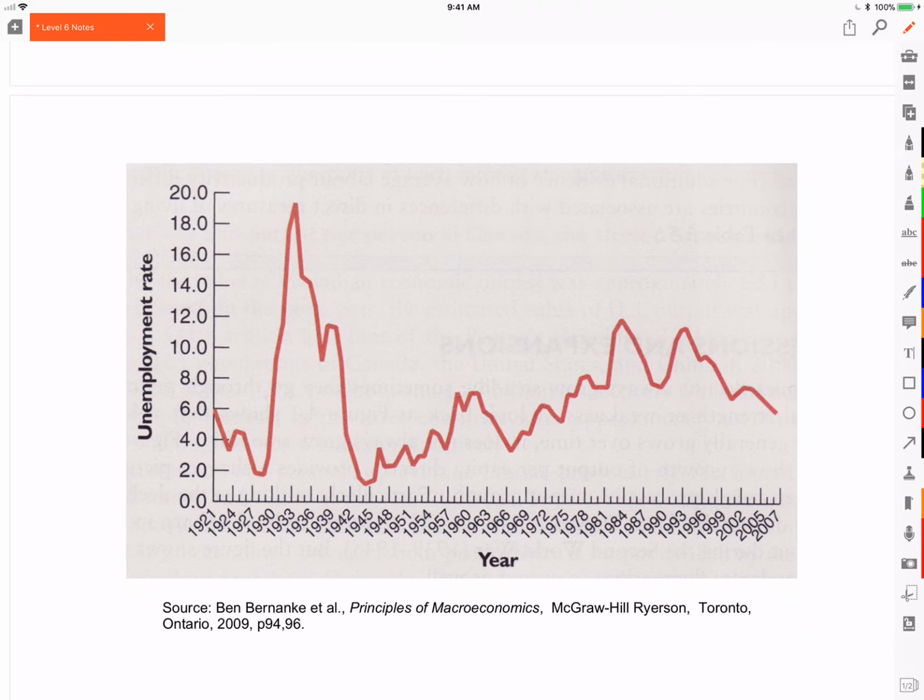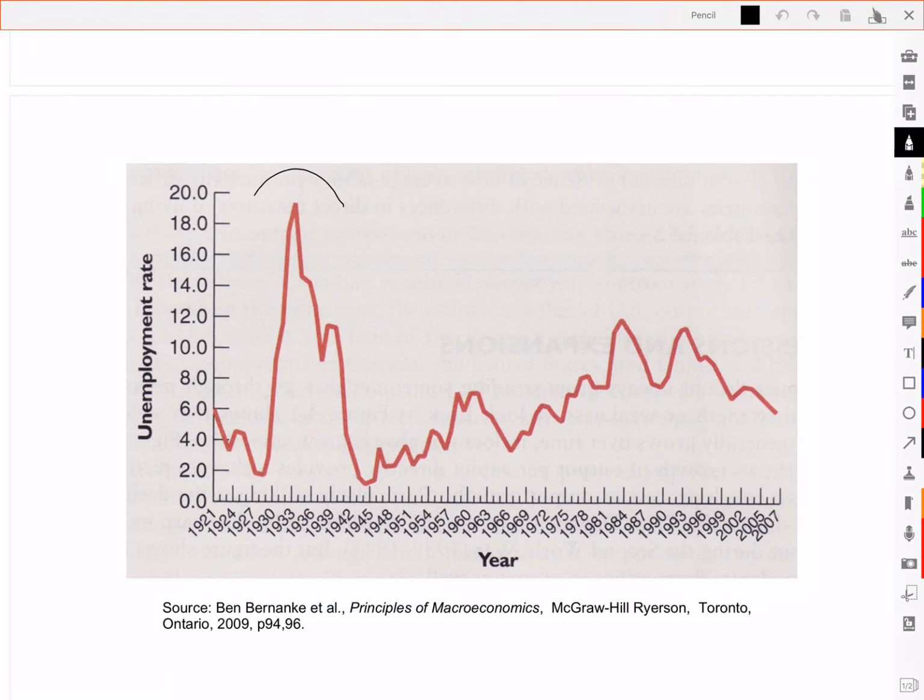This graph shows the unemployment rate back to the 20s. Notice this big spike here, when the unemployment rate hit close to 20% in the 30s. That was the Great Depression. What kind of pattern is that? Well, that's that irregular variation. We've never had that level of unemployment since. It was an unusual one-time event.